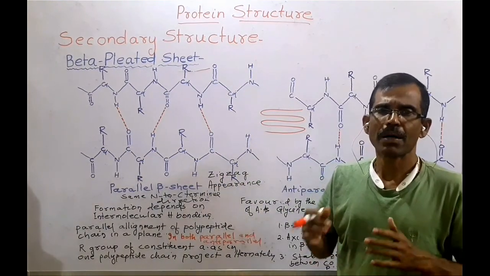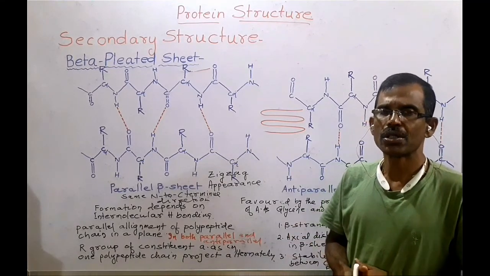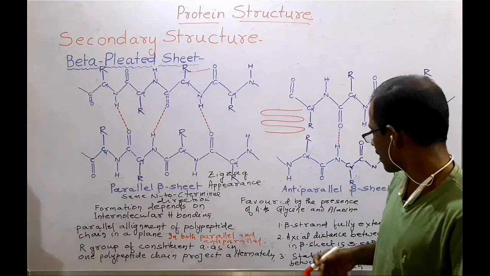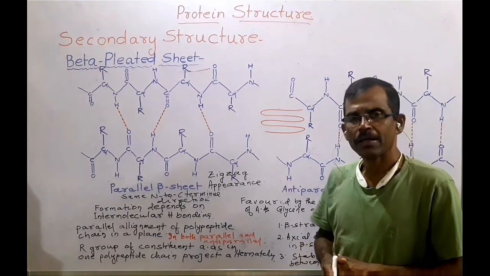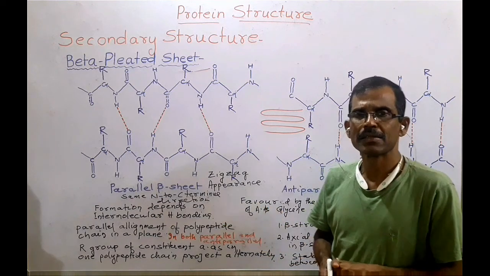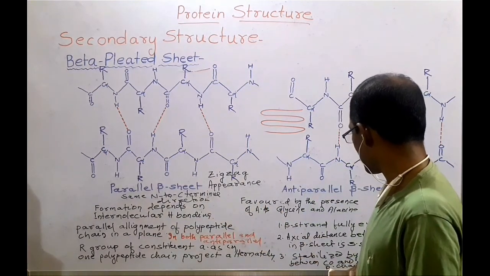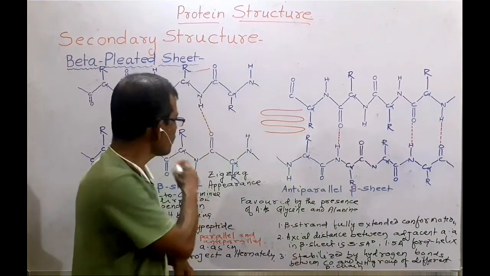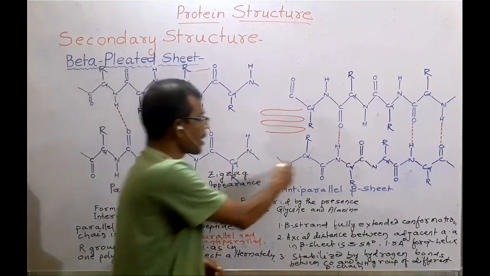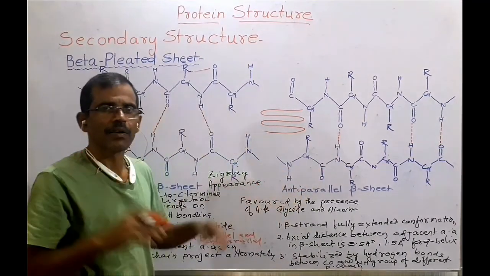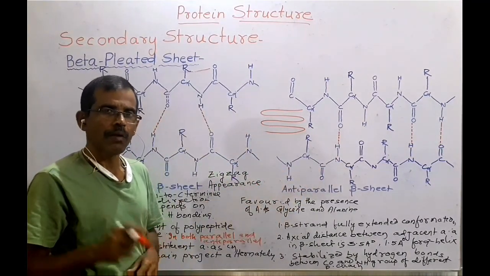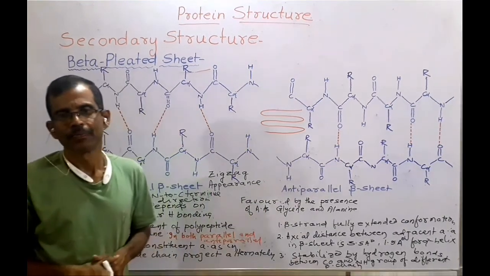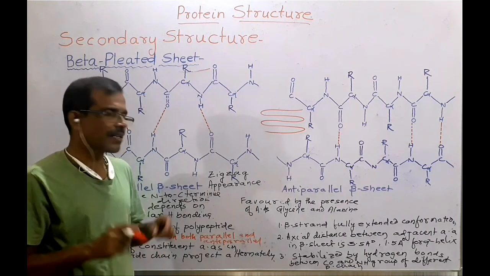There are some amino acid residues which favor the formation of beta-pleated sheet. They are glycine and alanine. There are a number of differences between alpha helix and beta-pleated sheet. First difference is in beta-pleated sheet, the polypeptide chains have extended conformation, but in alpha helix, the polypeptide chain is tightly coiled.